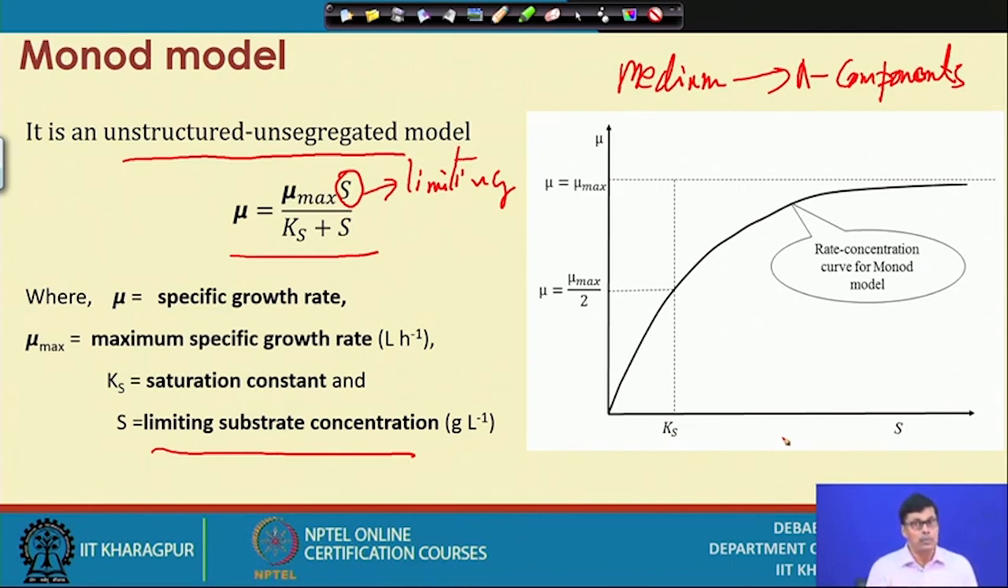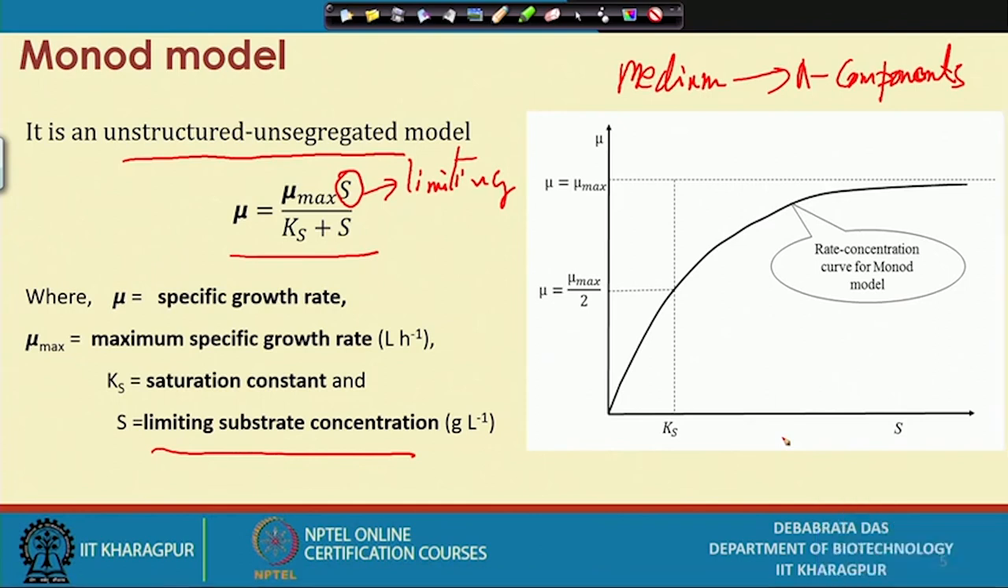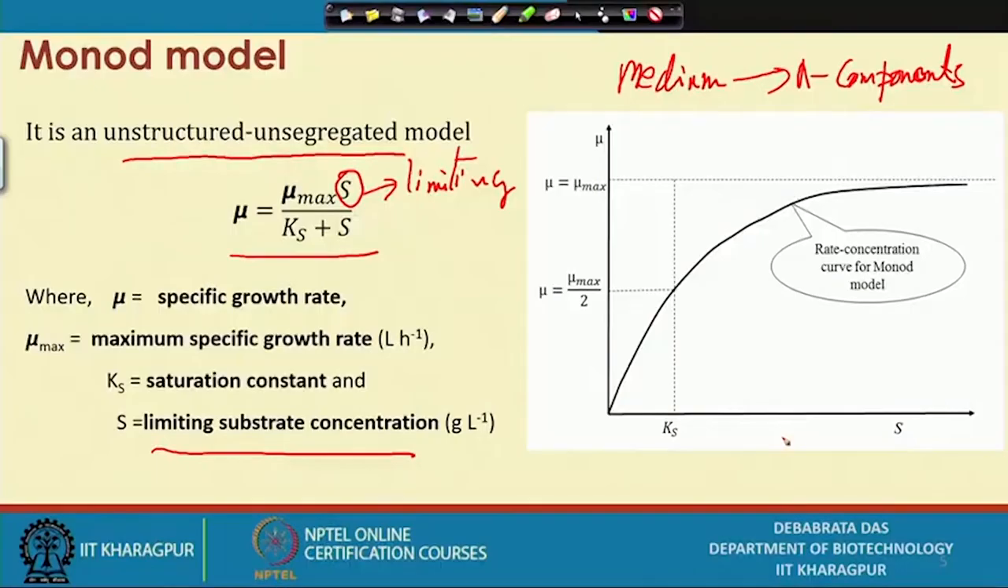Now, it may be a carbon source, nitrogen source, minerals, vitamin, anything. But in the case of an enzymatic reaction, I told you the substrate is very specific with respect to the enzyme. That cannot be changed. When you use glucose isomerase enzyme, your substrate is only glucose. It cannot be fructose, it can be only glucose. This is similar to this.